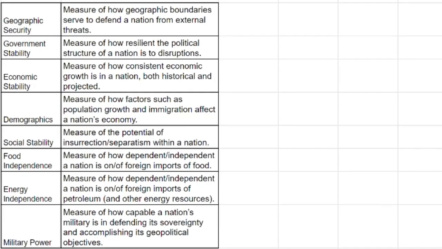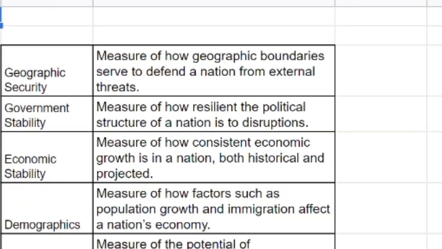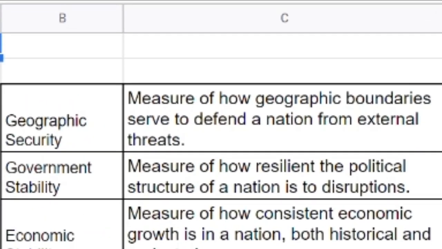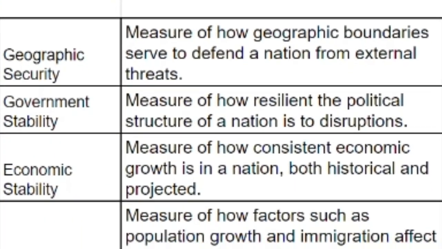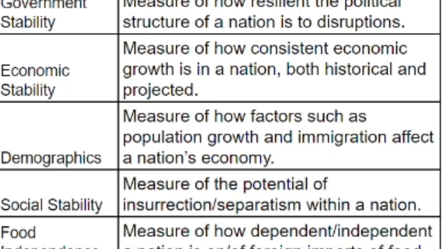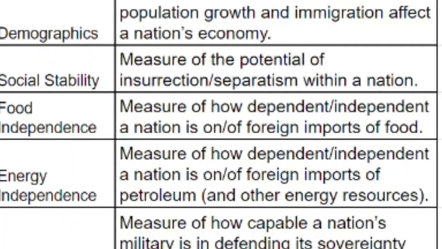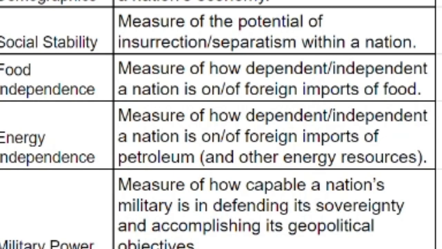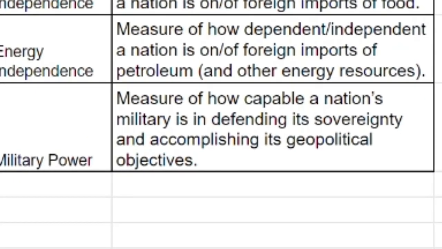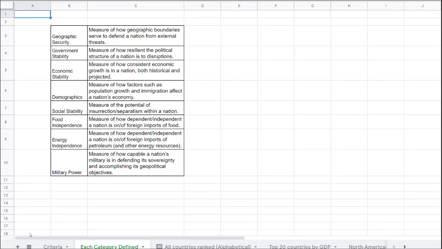There are 8 categories I use to rank a nation's power and stability. The 8 categories are a nation's geographic security, government stability, economic stability, demographics, social stability, food independence, energy independence, and finally, their military power.